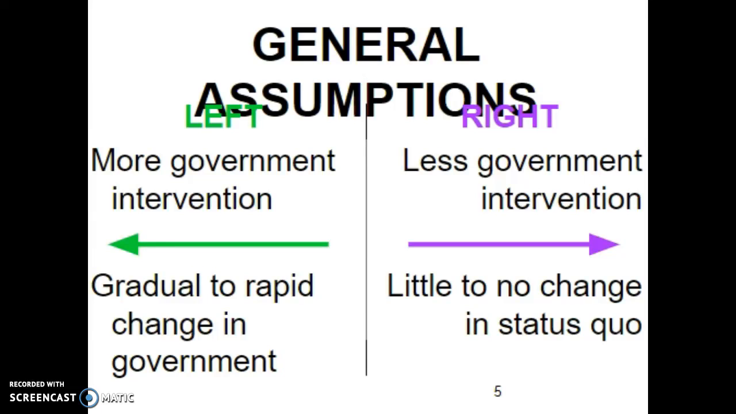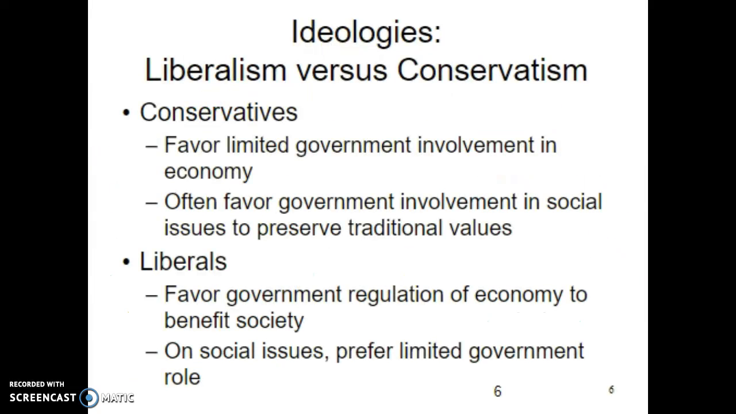All right, ideologies, liberalism versus conservatism. So conservatives, again, favor limited government involvement in the economy and often favor government involvement in social issues to preserve traditional values. Liberals, on the other hand, favor government regulation of the economy to benefit society. And then when it comes to social issues, they prefer a limited government role.